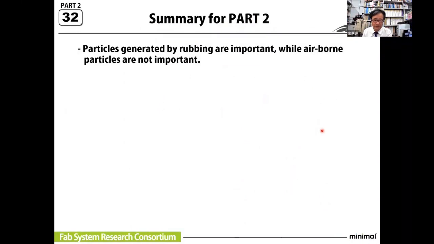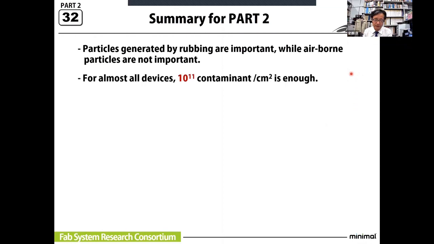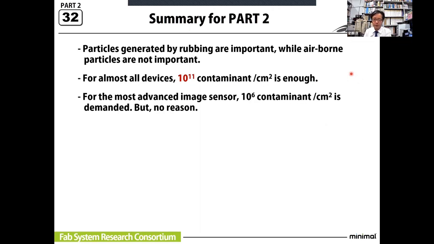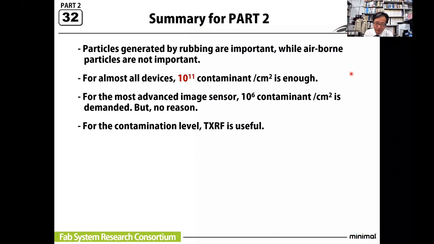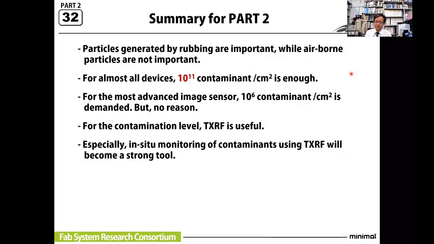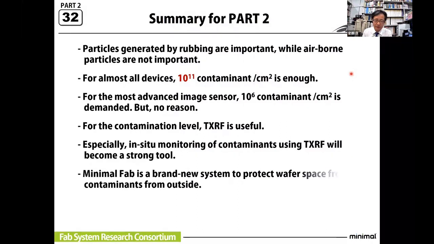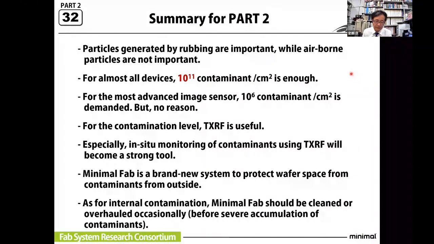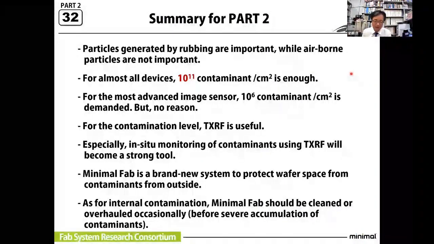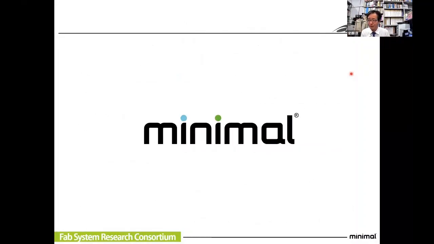Let's go to the summary of part 2. Particles generated by rubbing are important, while airborne particles are not important. For almost all devices, 10 to the 11th contaminants per square centimeter is enough. For the most advanced image sensor, 10 to the 6th contaminants is demanded, but there is no reason for it. For the contamination level, TXRF is useful, especially for in-situ monitoring of contaminations or thickness monitoring. Using TXRF will become a strong tool. Minimal fab is a brand new system to protect the wafer space from contaminants from outside. As for internal contamination, the minimal fab should be cleaned or overhauled occasionally before severe accumulation of contaminants. That's all about my presentation. Thank you for your attention.